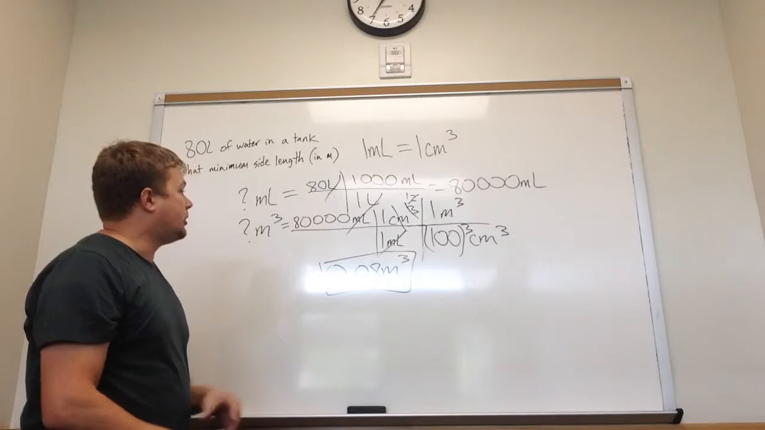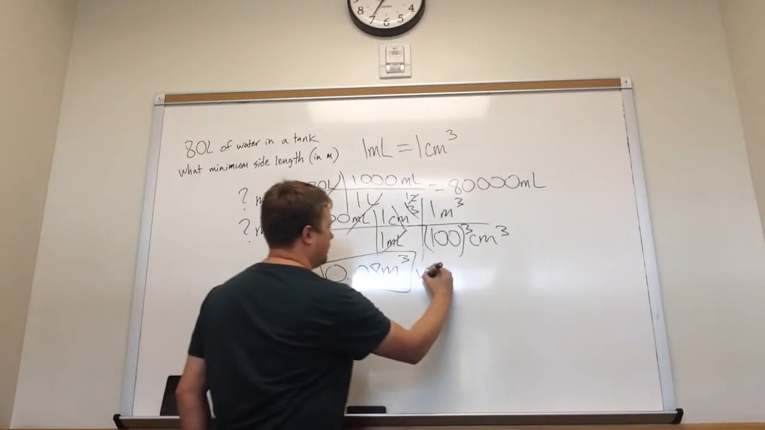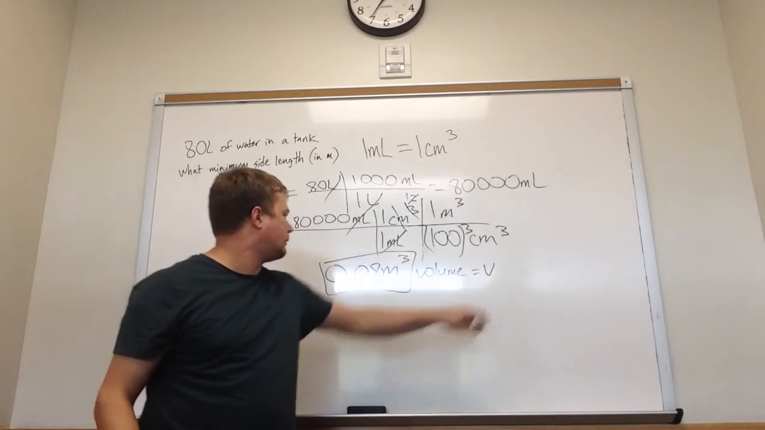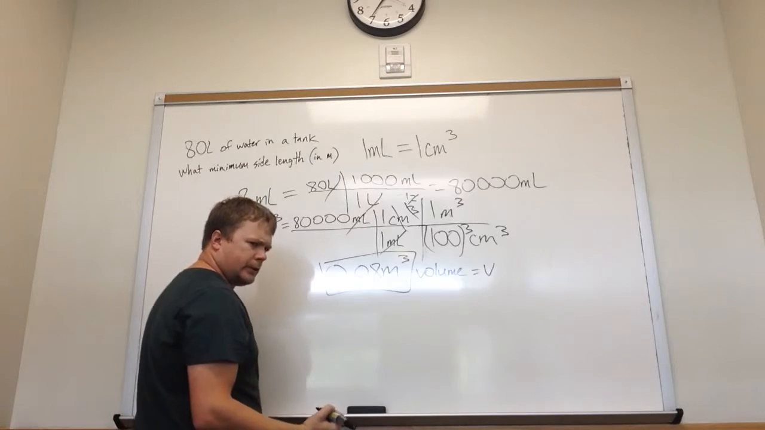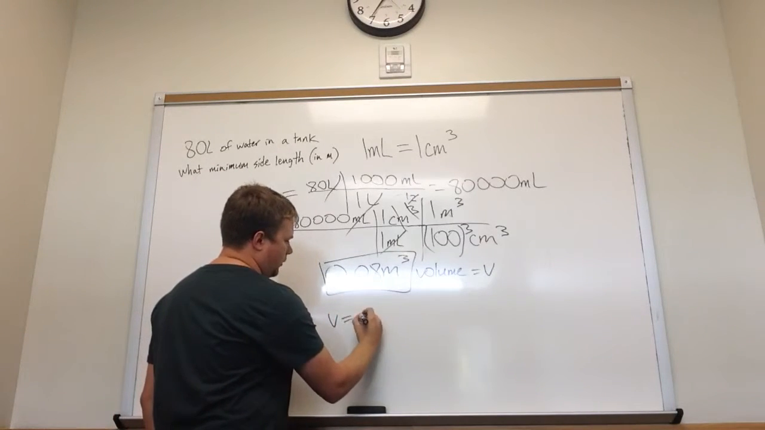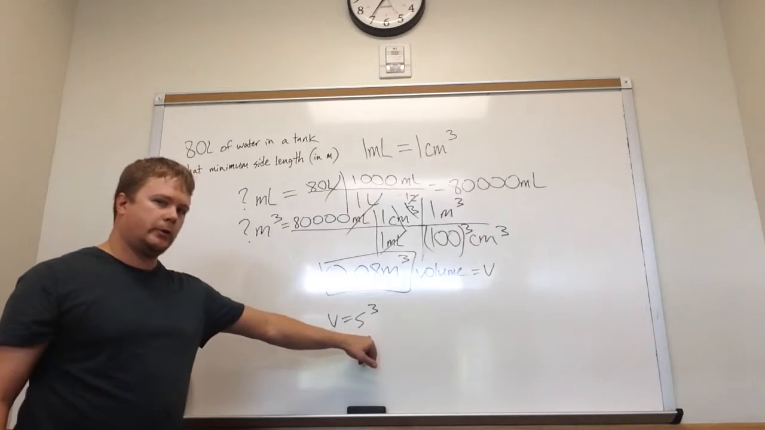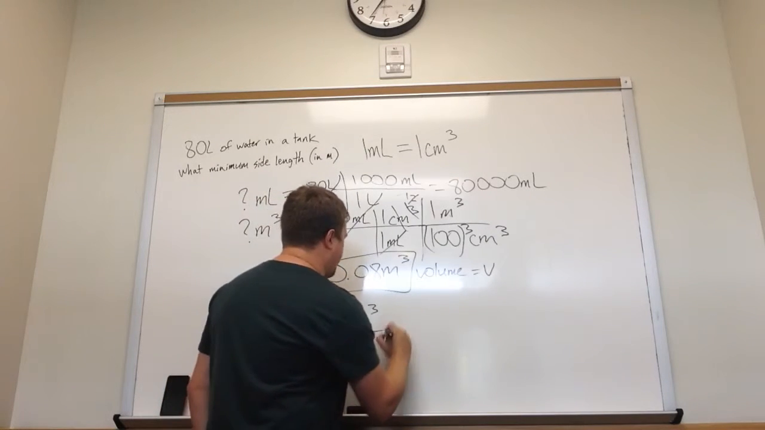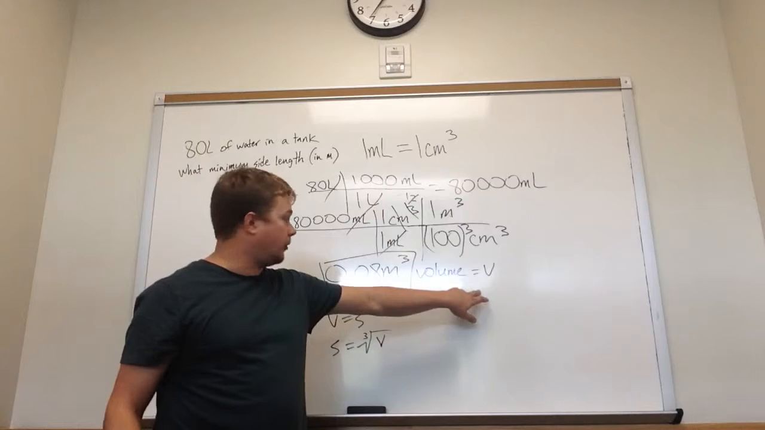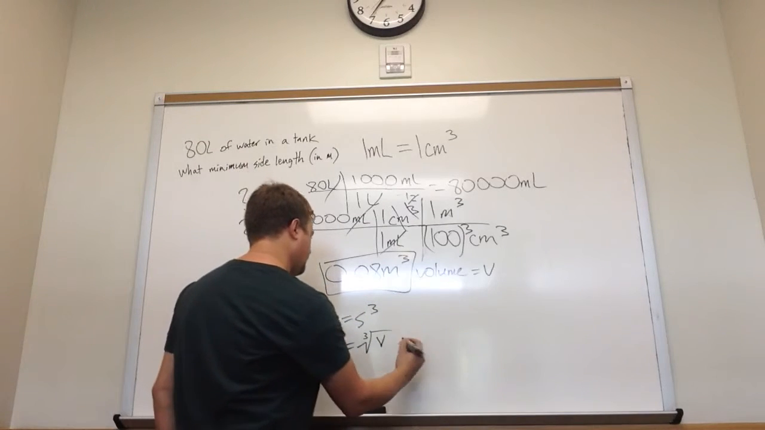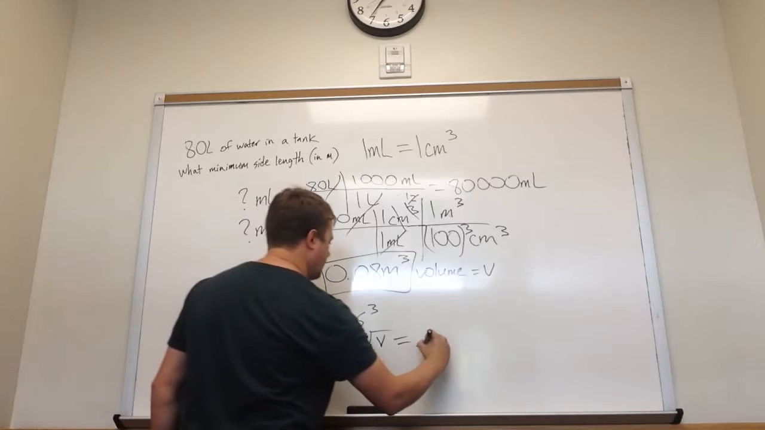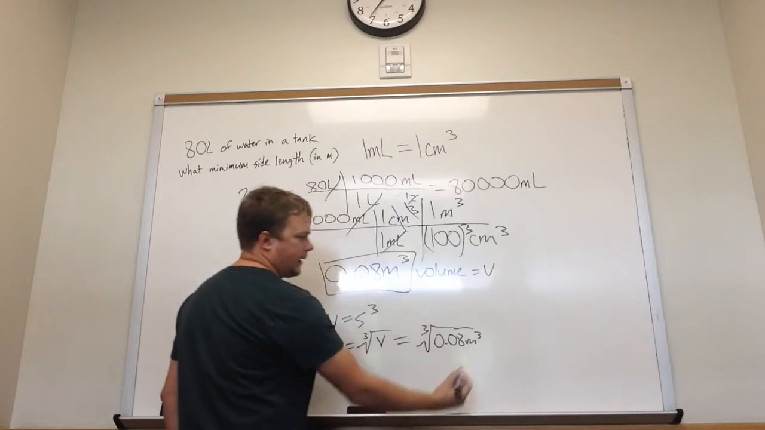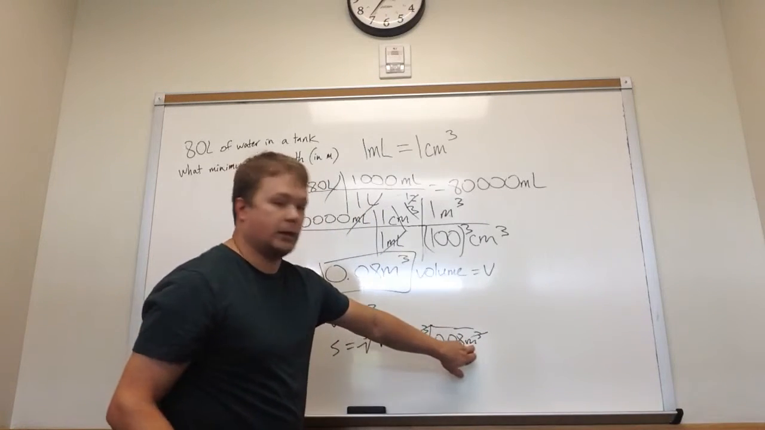Now, the problem also asks you to find the size. This right now is a volume. And in the problem, they say it's equal to V. And what they gave you was volume equals the side cubed. And then if you rearrange that, the side equals the cube root of the volume. So now if you take the cube root of 0.08 meters cubed, that cancels out this, and you're left with just meters.